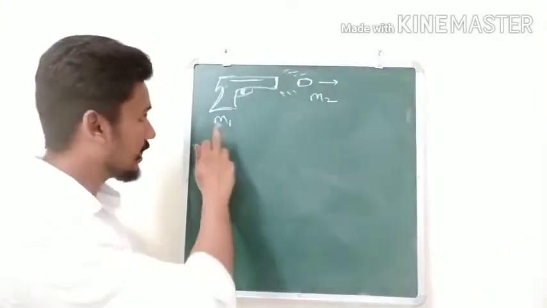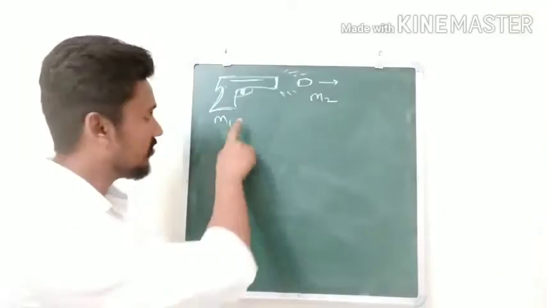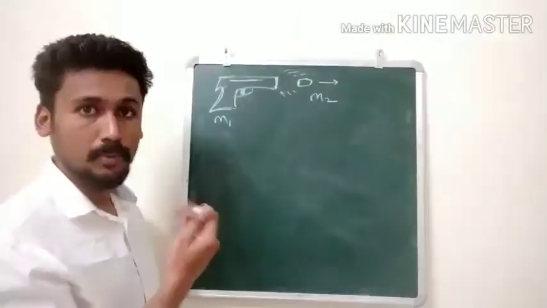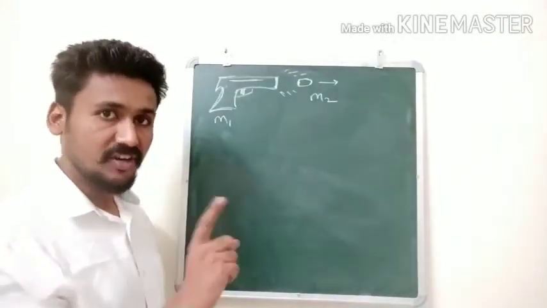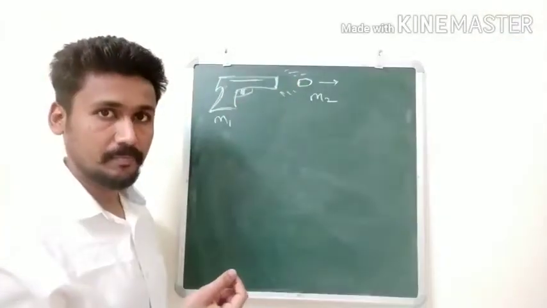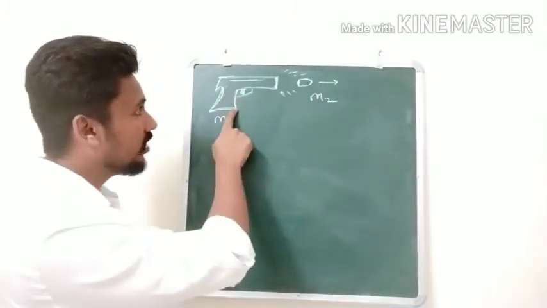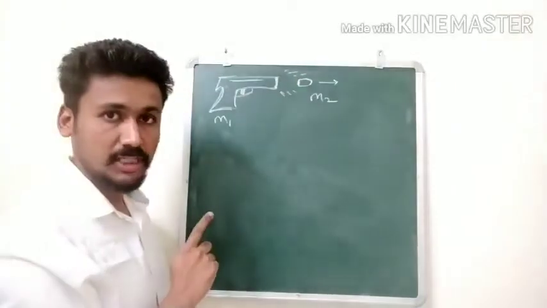Obviously you will see that the mass of the gun is much larger than the mass of the bullet. So M1 is much larger than M2, correct? Then we are going to put the values for their velocities. There are going to be two velocities. First, the velocities before the bullet is fired, which we will denote by the symbol U. So U1 will be the initial velocity of the gun and U2 will be the initial velocity of the bullet.